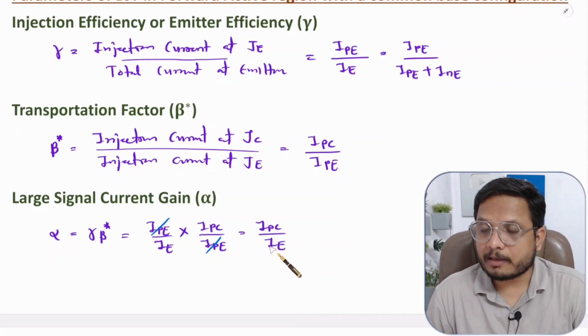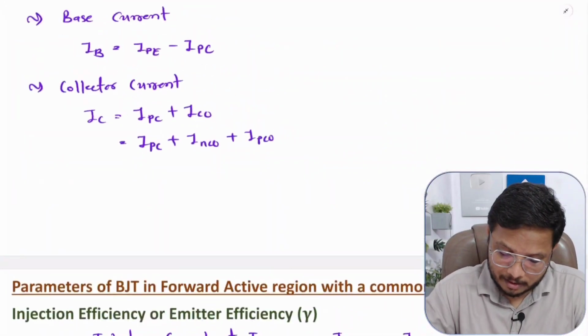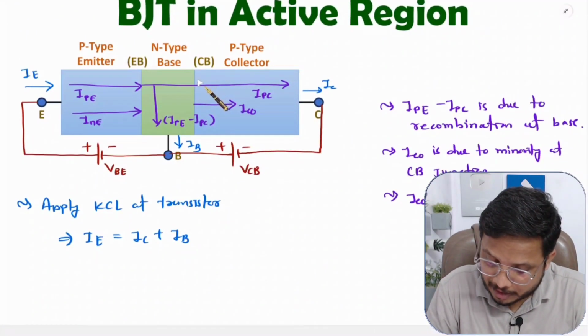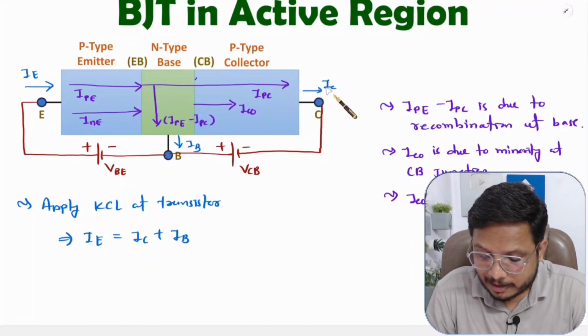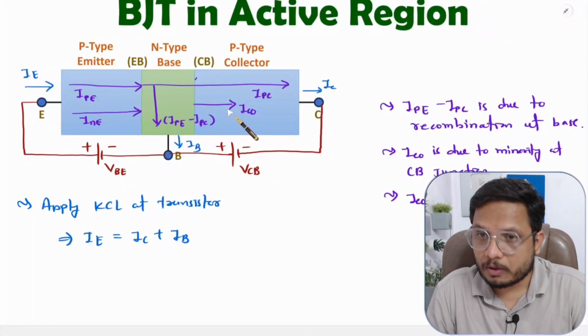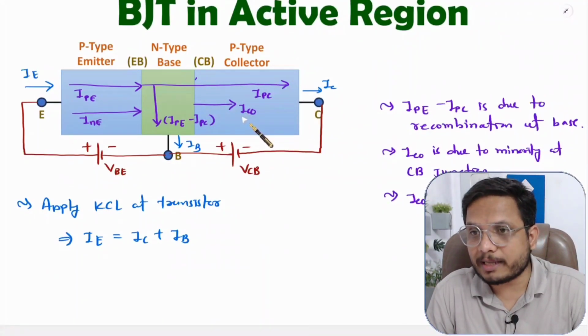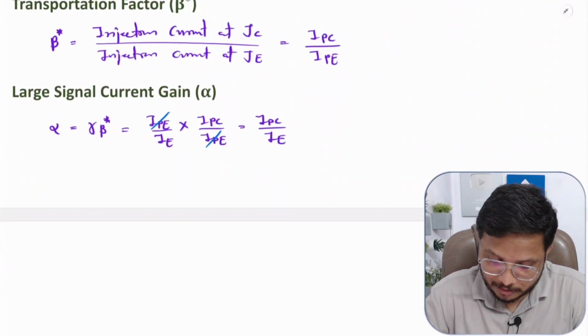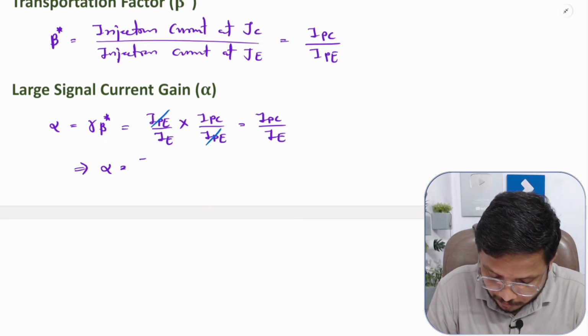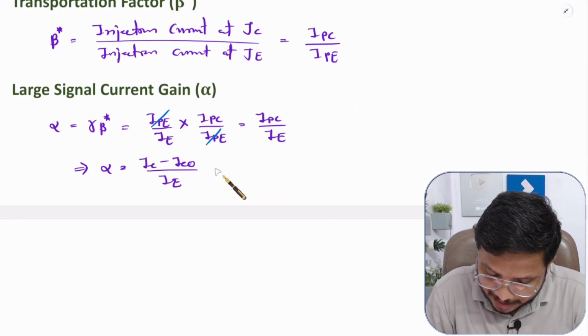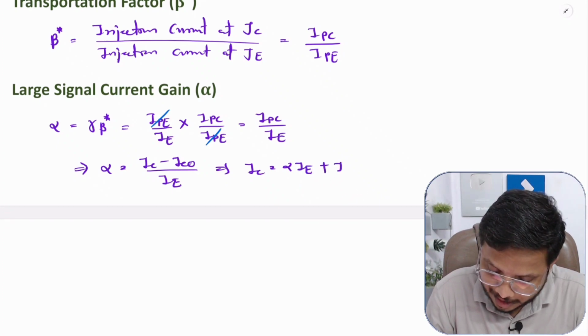Now what is IPC? IPC is the current due to injection of holes in the collector, and the total collector current is IC, where IC is IPC plus ICO. So IPC is IC minus ICO. If you substitute that, you get alpha equals IC minus ICO divided by IE, and based on that, IC is equal to alpha IE plus ICO.